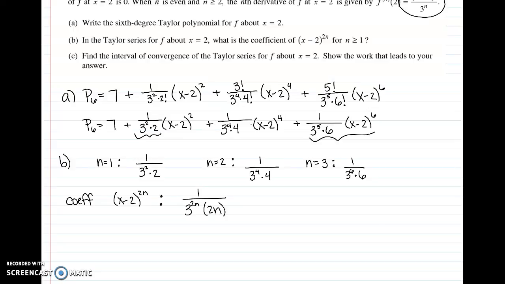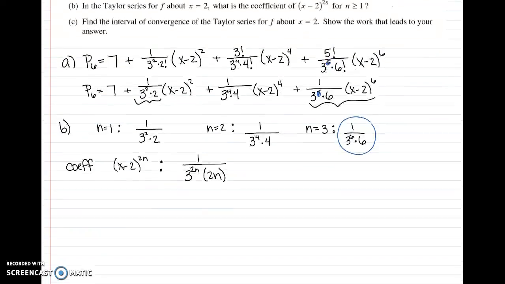Hey, I made a mistake up here, didn't I? Just noticed it. 3 to the 6th, this should be a 6 as well, right? Okay, oh my goodness, this should be a 6 as well. Don't be Miss Welsh. Okay, so we've answered that question, yes?